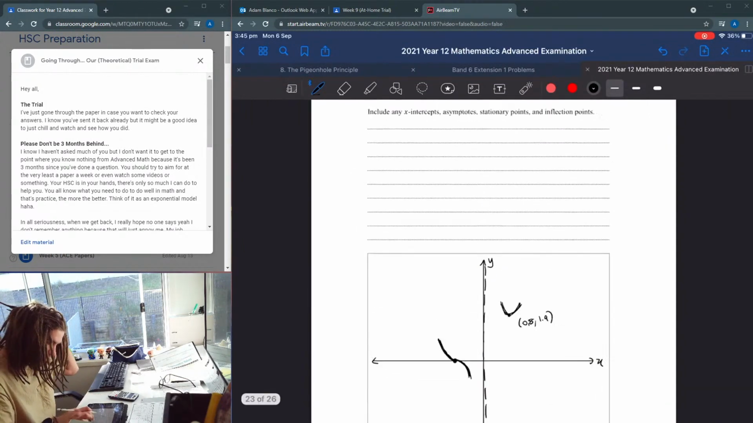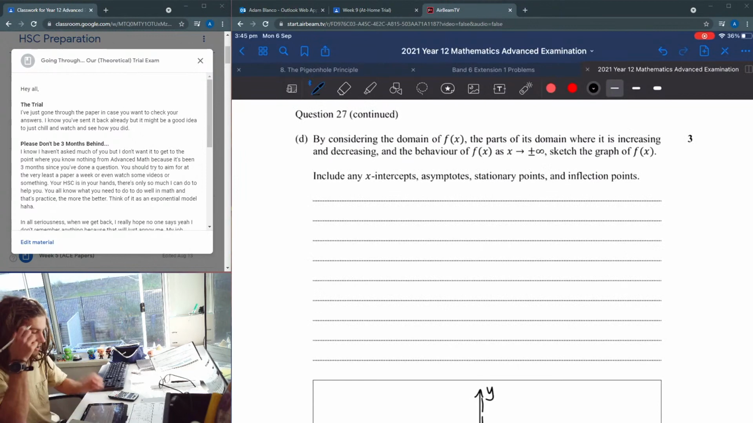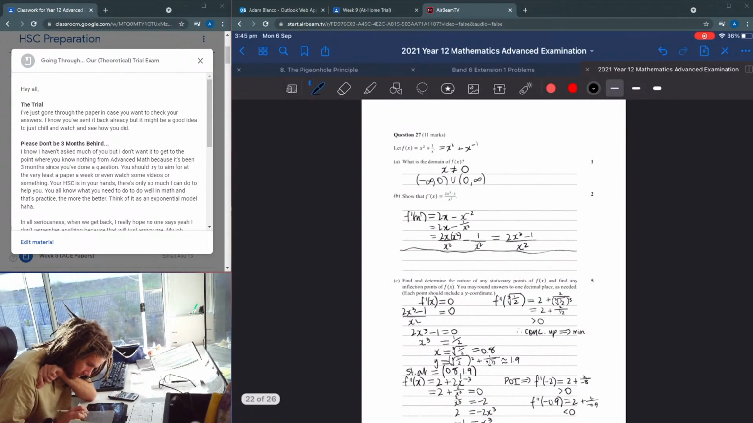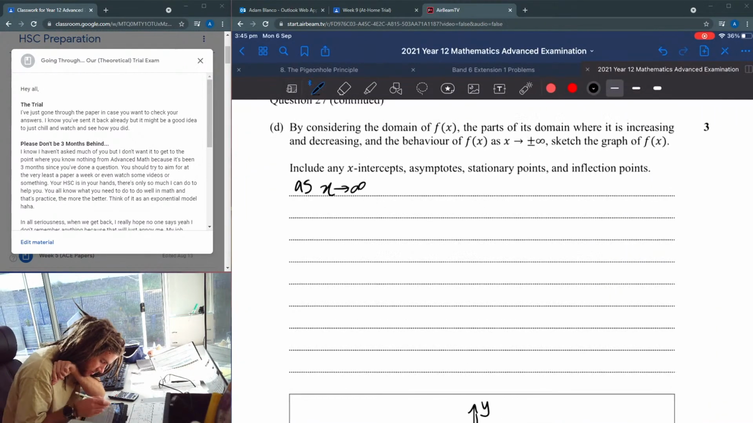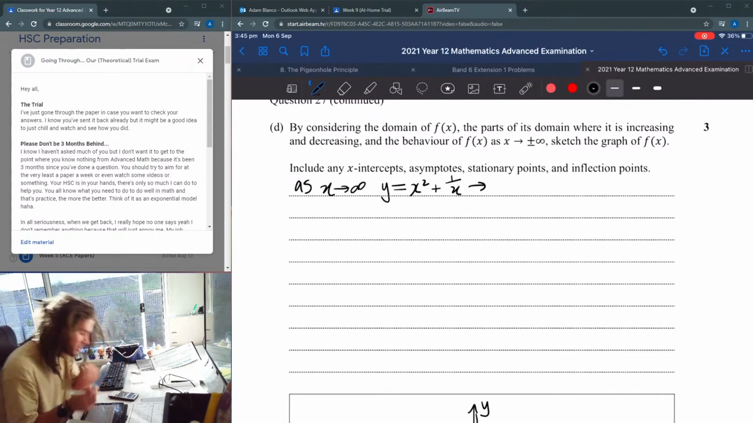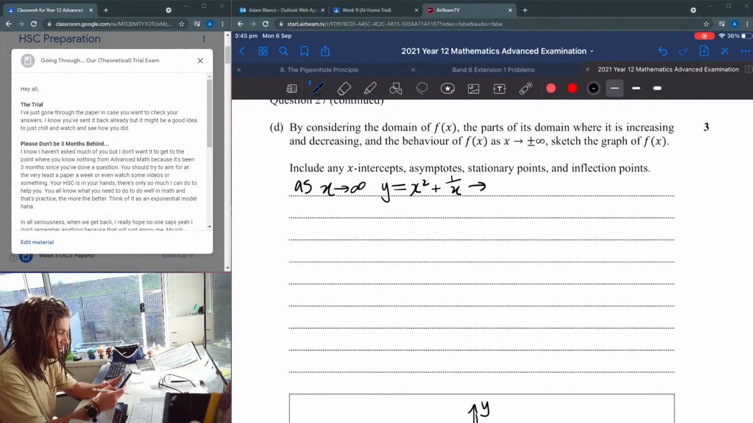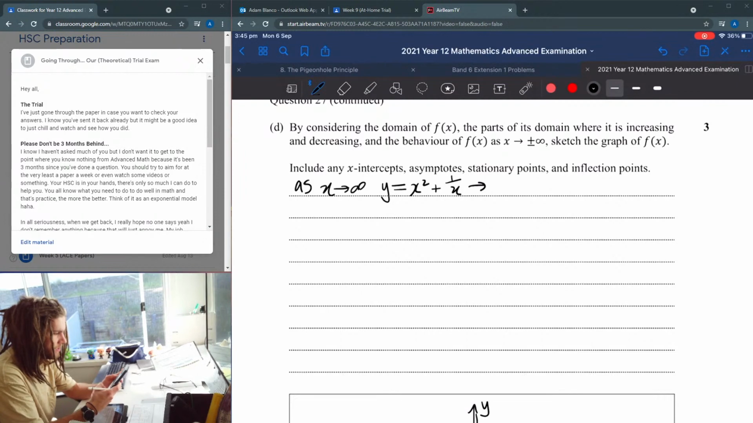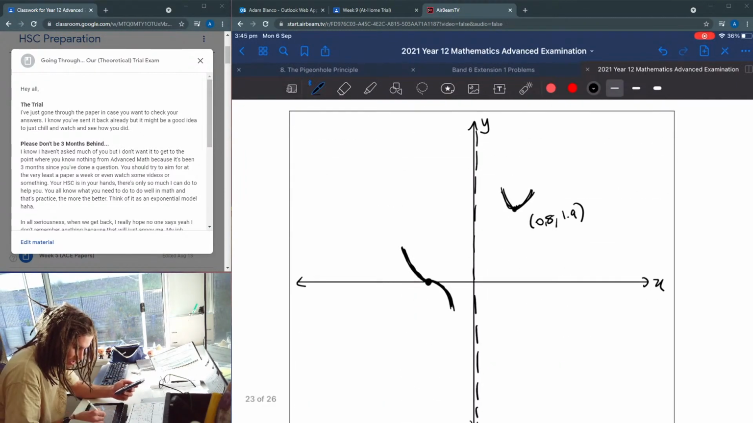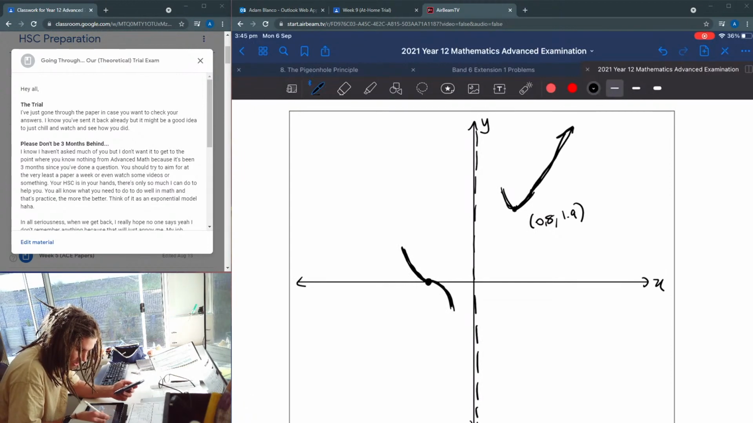Asymptote at x equals 0. Okay. Now, as x approaches infinity, what happens? So x squared plus 1 on x. Y, which equals x squared plus 1 on x, approaches, so I just chuck a massive number in there. So like 999 squared plus 1 on 999. That's a huge number, so that approaches infinity. So that's just going to go off to infinity, goodbye.